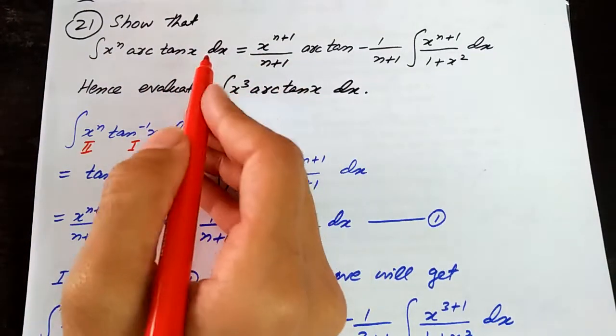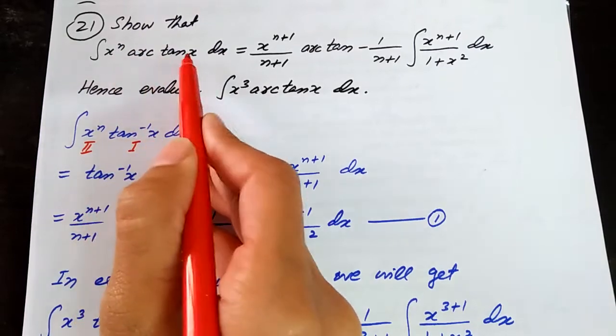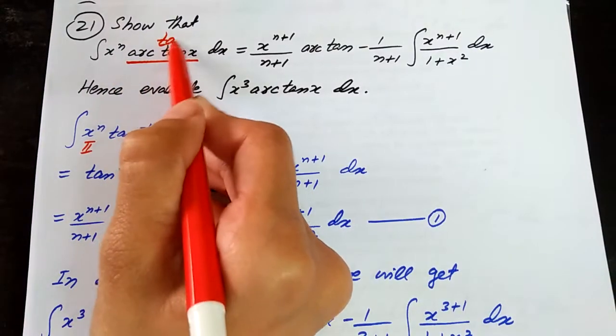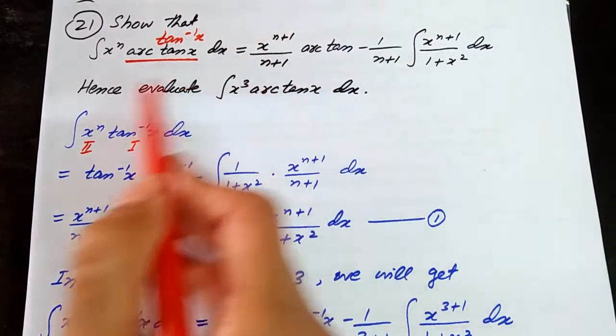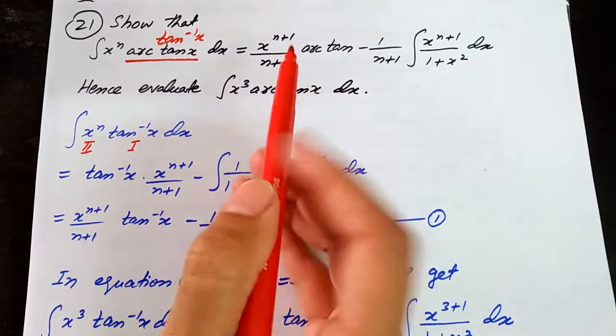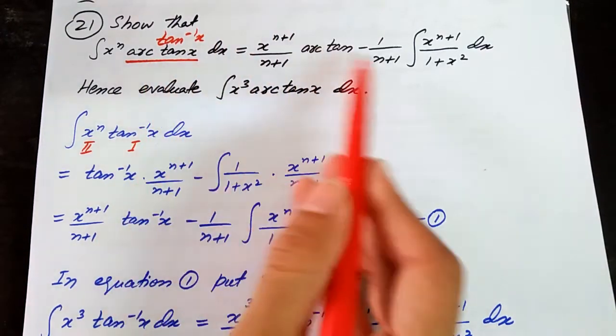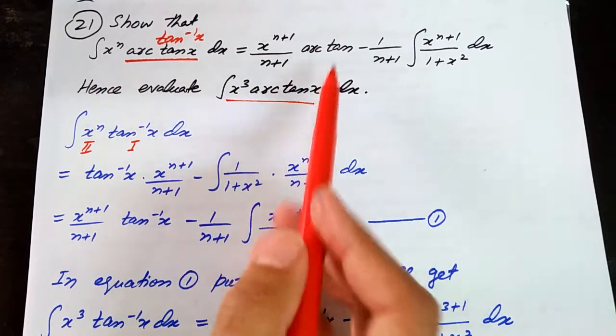Exercise 4.3, question number 21. Show that the integral of x raised to power n arc tangent x dx, where arc tangent x is tangent inverse of x, is this thing, and hence evaluate the integral of x cube tangent inverse of x dx. First we have to show that this one is equal to this thing, and then we have to evaluate this integral using this formula.